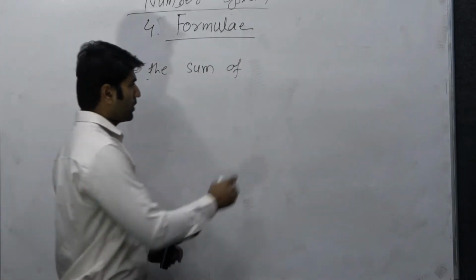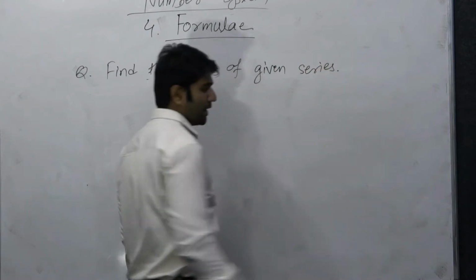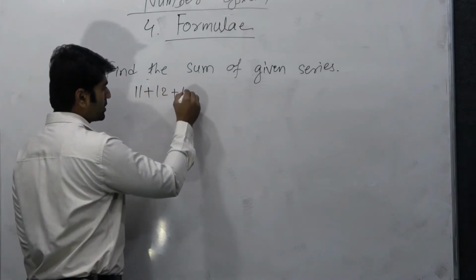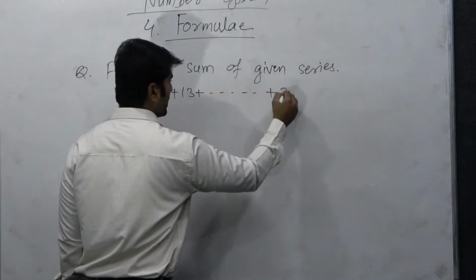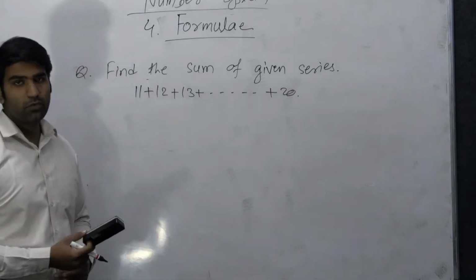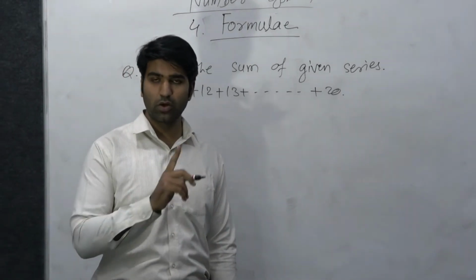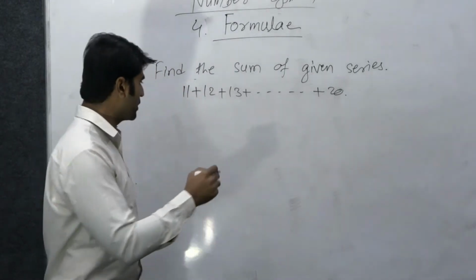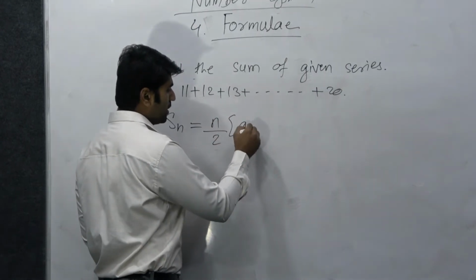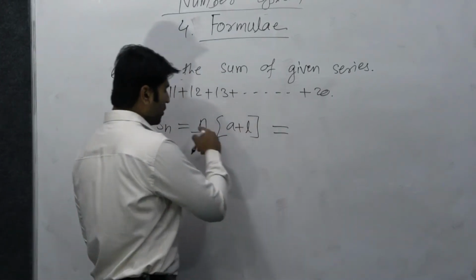find the sum of the given series 11 plus 12 plus 13 up to 20. So now the series starts with 11. Therefore we cannot use that first formula, n into n plus 1 divided by 2. We cannot use that formula. So we have to use the second formula, which is Sn is equal to n upon 2 into bracket a plus l.